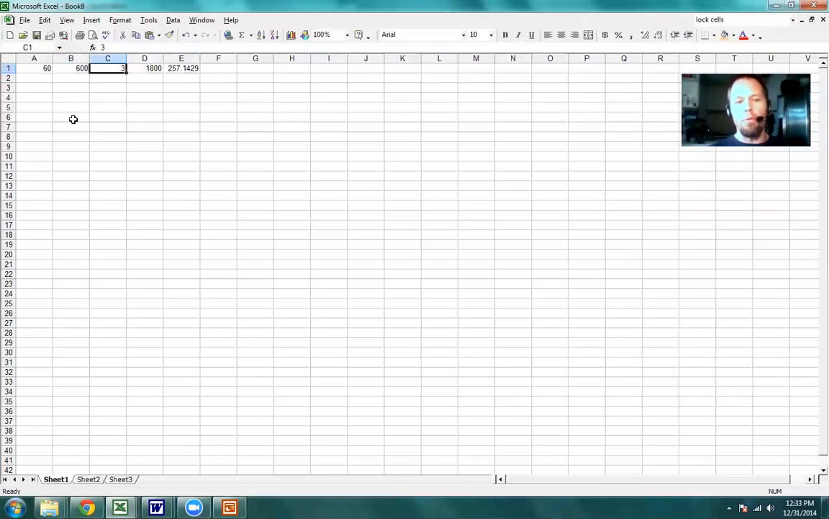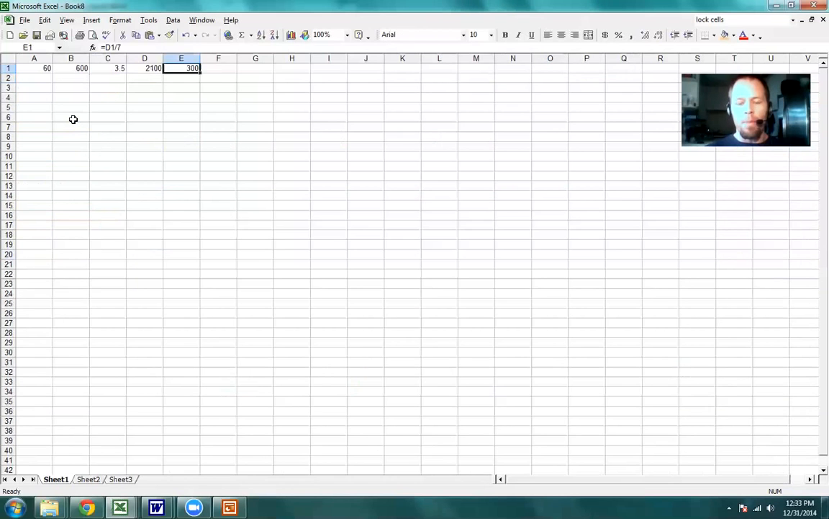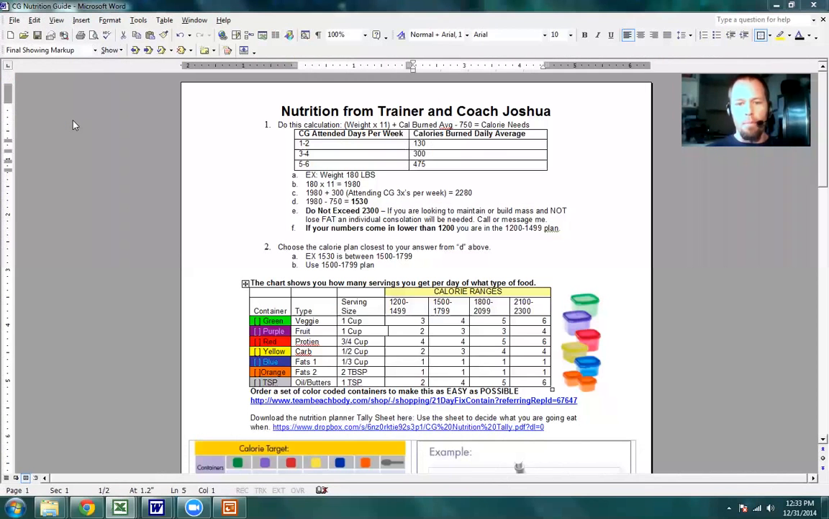Now, I just did a quick middle point between 3 and 4. So if that's 4, that's 342. So I'm just going to go 3.5 days a week, and that's where I get my 300 calories burned on average per day, based on my attendance and based on my 60 minutes, 3 to 4 times a week.